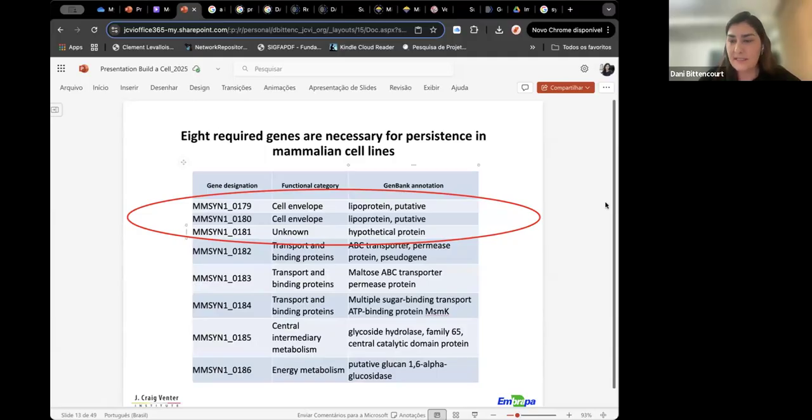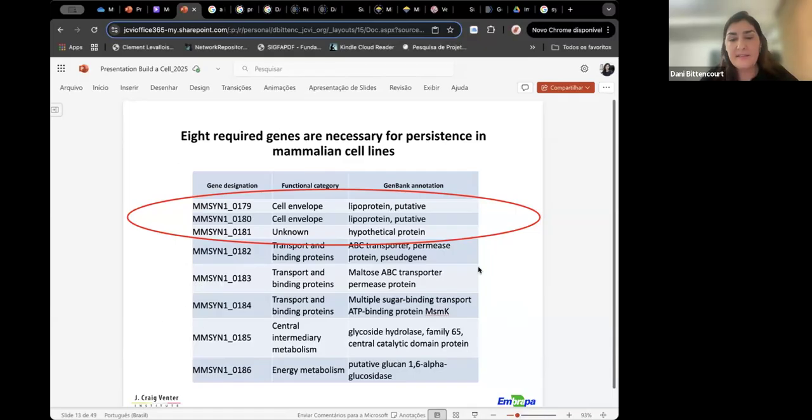And what is most interesting in this case is that we found that mostly the first ones, 179 and 180, encode for lipoproteins, which are well known to have a central role in interactions between mycoplasmas and eukaryotic cells. And the other genes, 183, 184, 185, and 186, also have roles in cell metabolism and the metabolism of carbohydrates, which are also essential for host colonization and pathogenesis of bacterial pathogens.